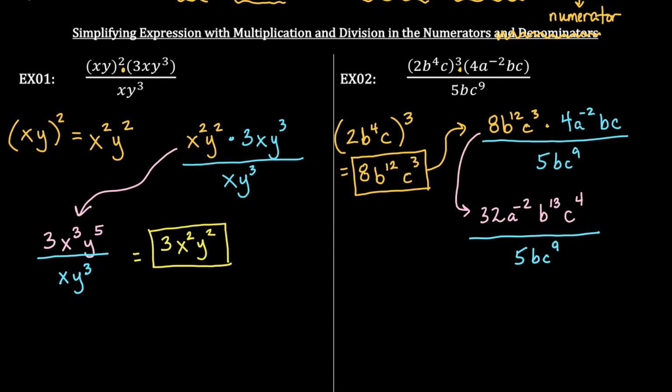Okay, so this a needs to come down here because it's a negative exponent. So you get a to the positive second. So let's rewrite this. 32 b to the 13th, c to the 4th, over 5 a to the second, b c to the ninth. And then we can get our final answer. 32 over 5. We can't reduce that, so that's just 32 over 5.